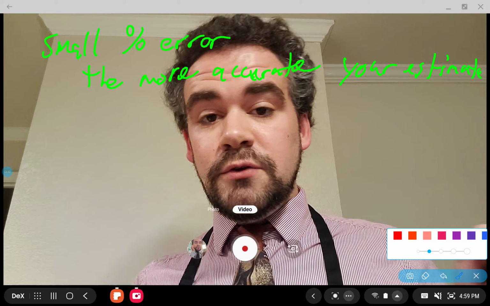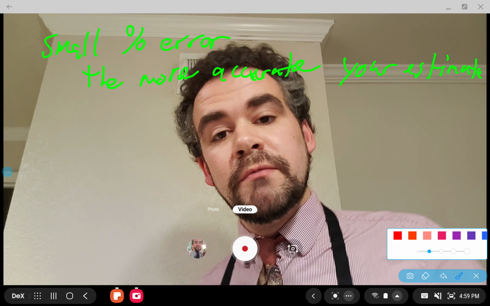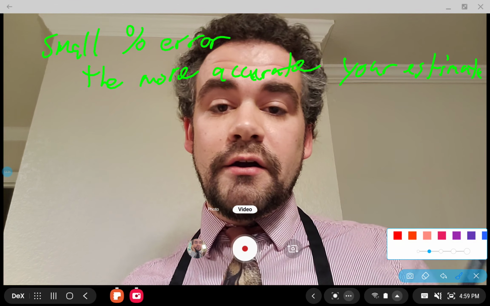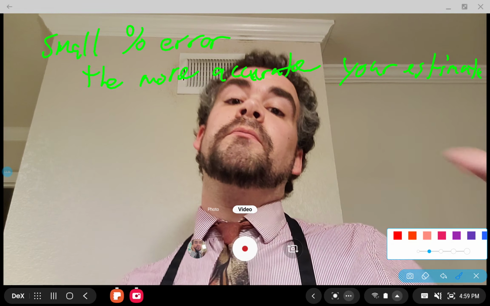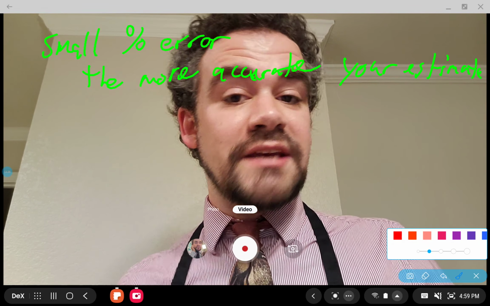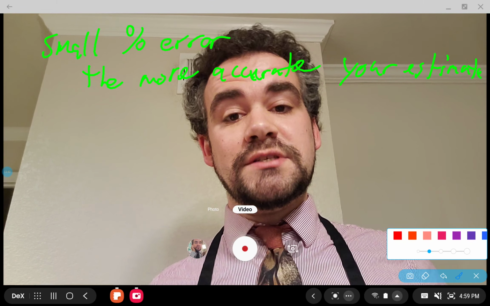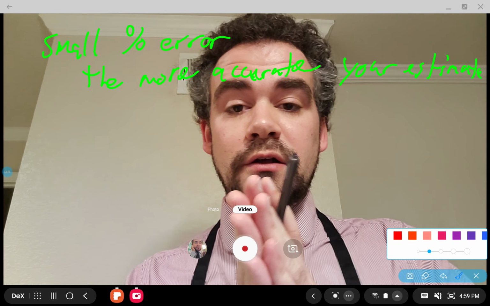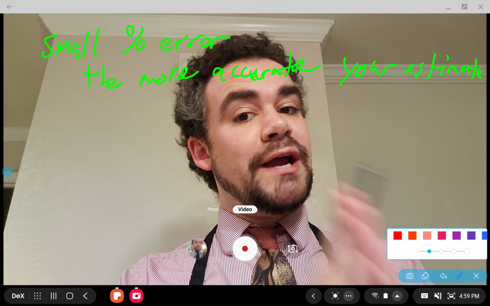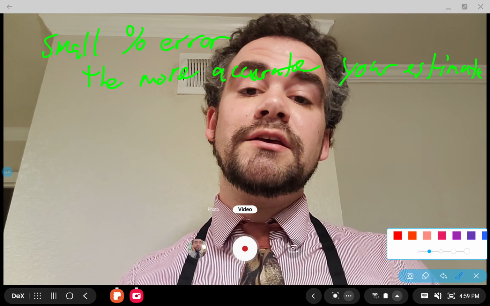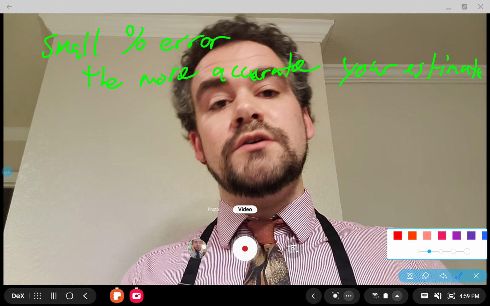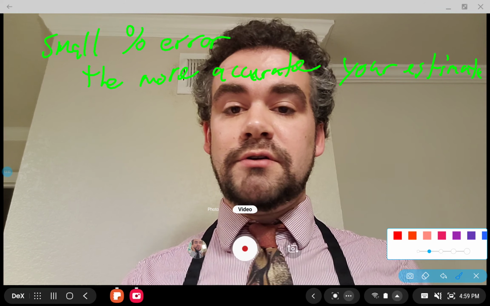So in other words, if you have 2 weathermen and one weatherman has a percent error of 35%, but another weatherman has a percent error of only 10%, which one would you want to be your weatherman? The guy with 10%, because his error is smaller, which means his estimating is more accurate, which means he will be better at telling you the weather. So the smaller your percent error, the more accurate you are.